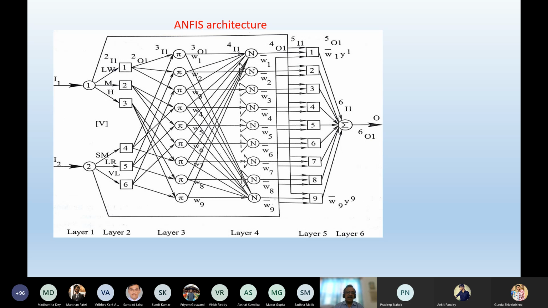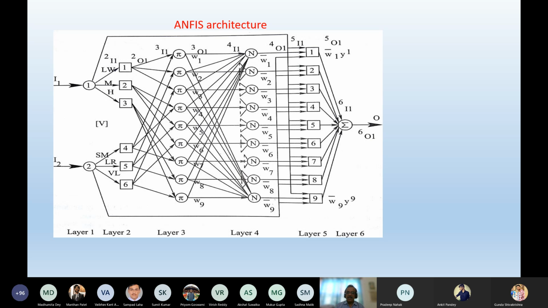The second layer is the fuzzification layer. The moment the inputs enter through the membership function distribution, we get the value of membership as the output. So the output of the second layer can be determined very easily.